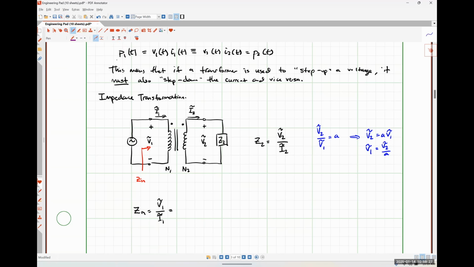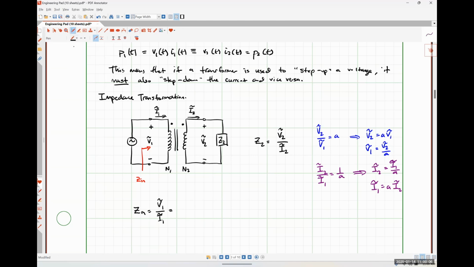For our currents, we'll get to that in a second. We have I2 over I1 is equal to 1 over A, which I could algebraically manipulate to say that I2 is equal to I1 over A, or alternatively, I1 is equal to A times I2. Are we okay with how I've algebraically manipulated that?